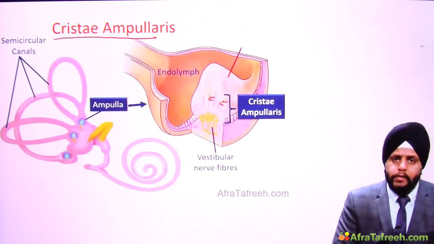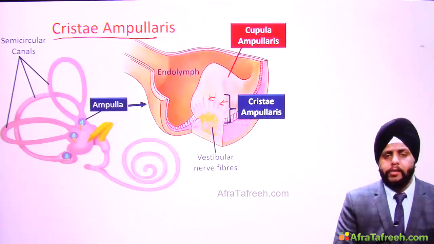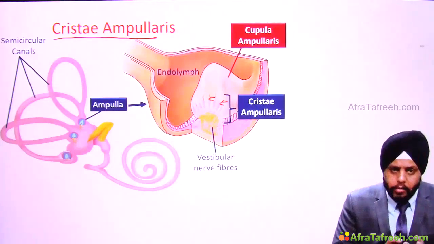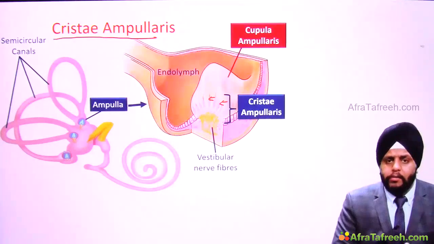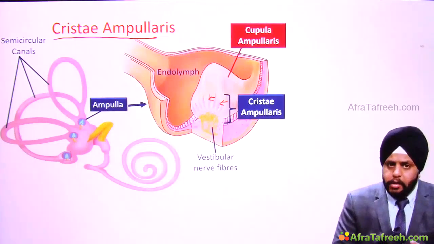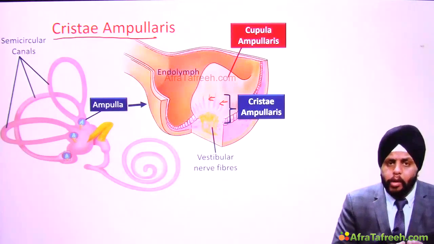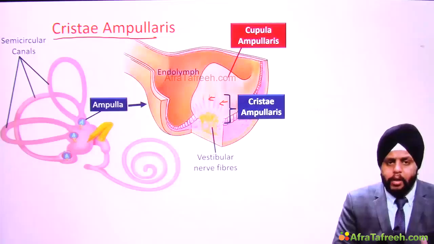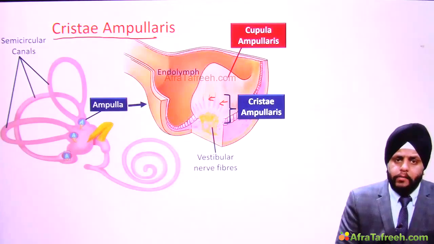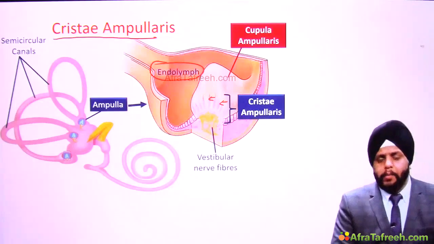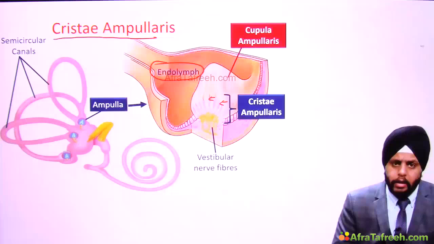Now these cristae ampullaris are in a gelatinous material, and together they are known as cupula ampullaris. So each individual hair-like structure is known as cristae ampullaris, and together they are in the gelatinous material, which is known as cupula ampullaris. This is inside the ampulla. Remember, this ampulla is filled with endolymph, and it is a part of the membranous labyrinth.